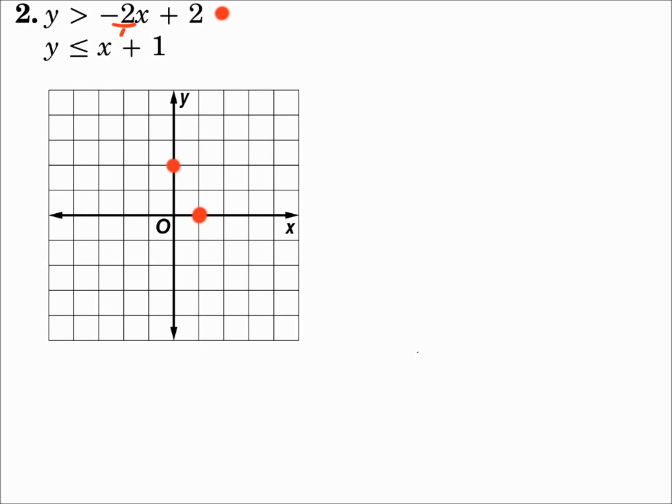y is greater but not equal, so it's a dashed line. And since y is greater, it's shaded above.